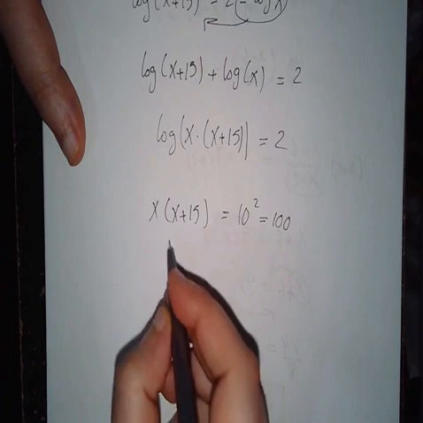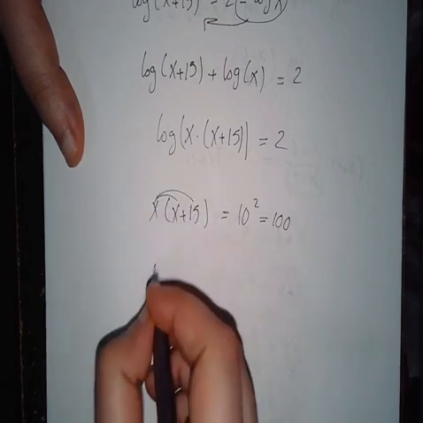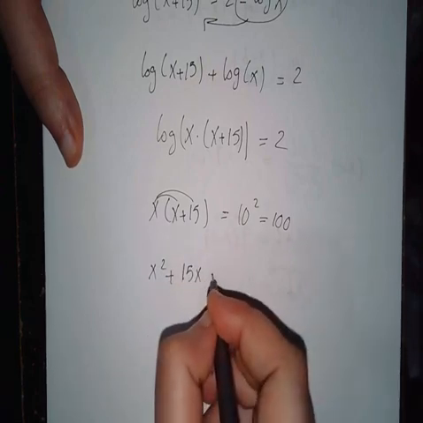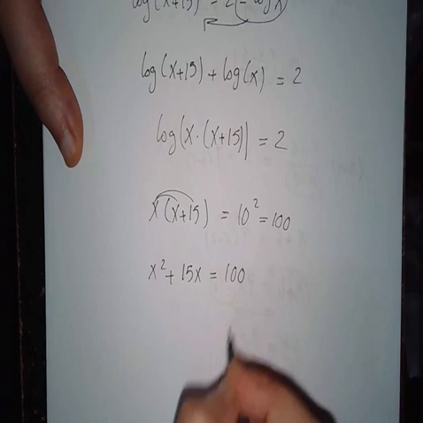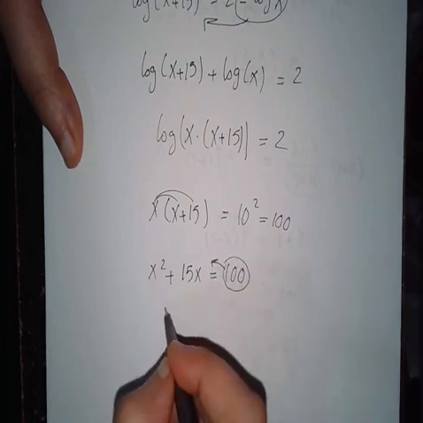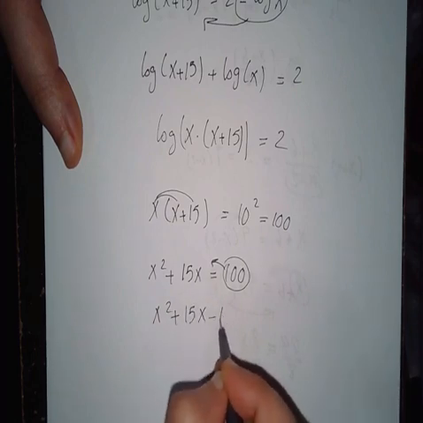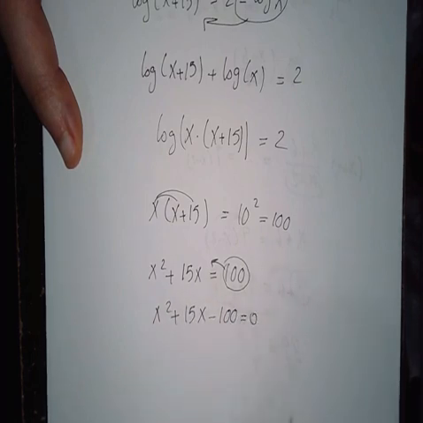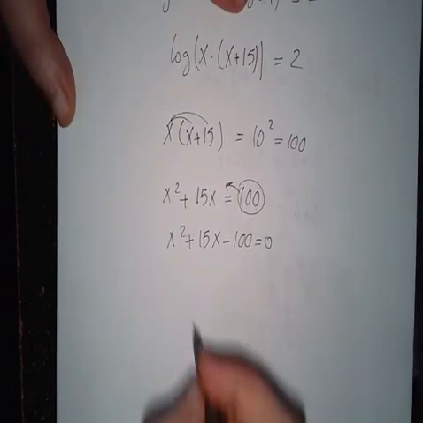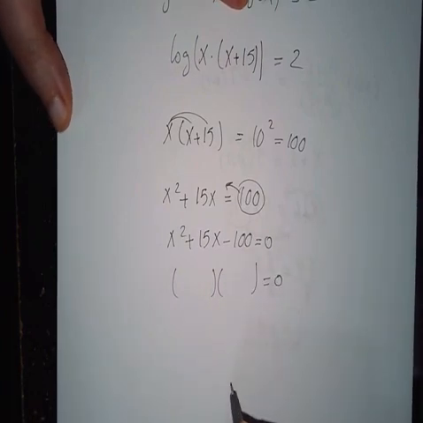Okay, so now on this side, I'm going to multiply the x in, like this. So you have x squared plus 15x equals 100. Now, move the 100 to this side. And now we have a quadratic. Right? You can factor. And if you don't want to factor, feel free to use the quadratic formula.